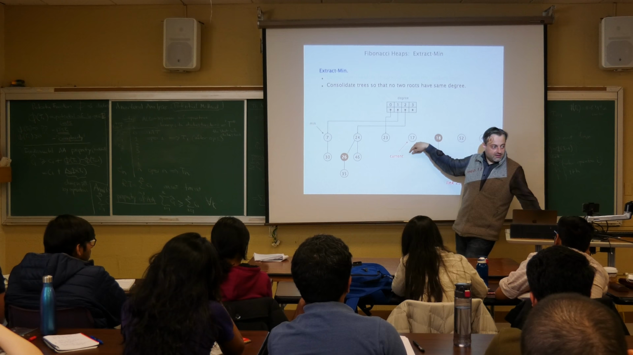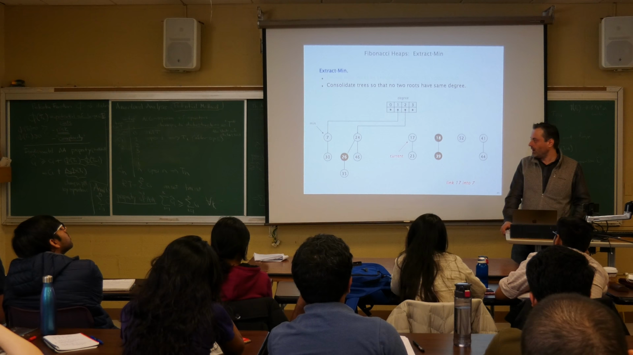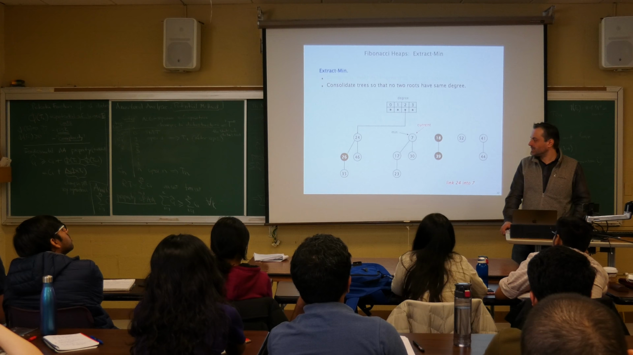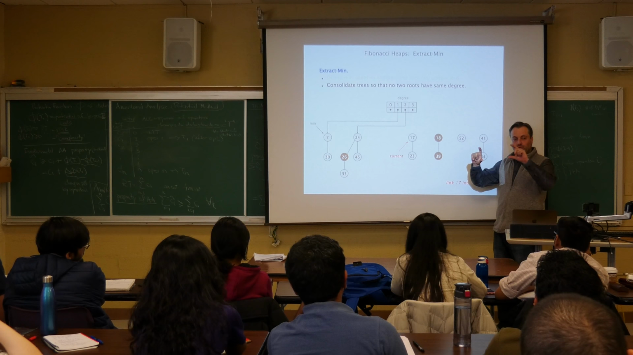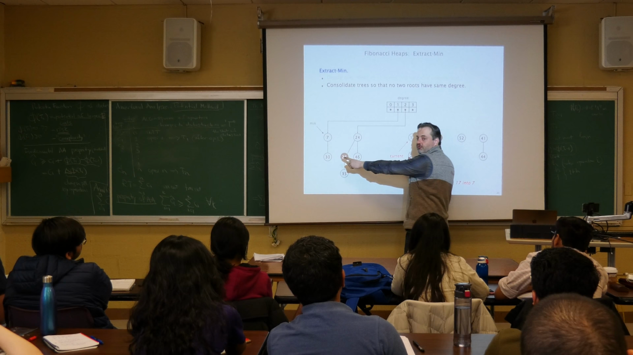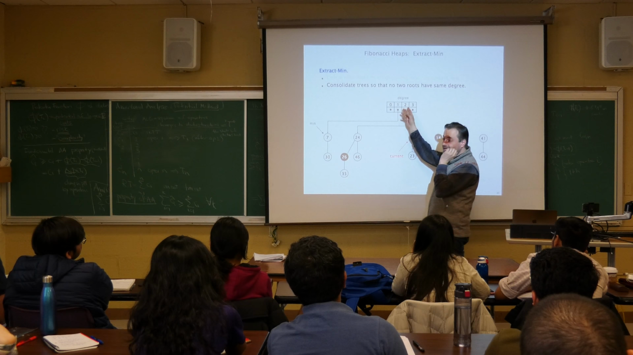Now I have 2 degree ones. Can I link them? Yes. Who goes under who? 17 goes under 7, right? Because I have 2 degree ones, meaning 2 heaps of size root plus a child. I'm not going to let 2 of them to be occurring here. I'm going to say if I have 2 of those, so I need this catalog to manage that.